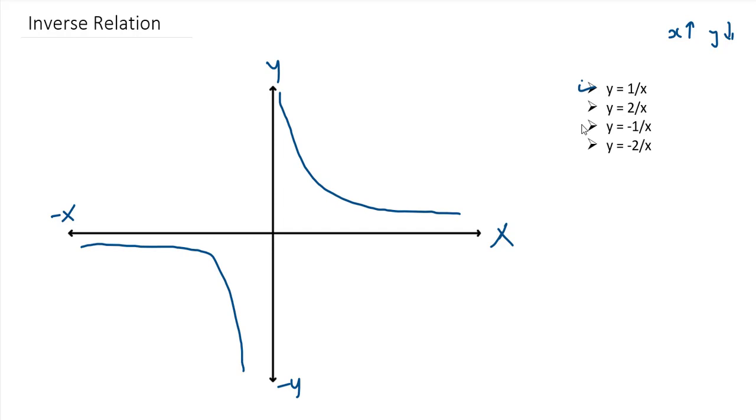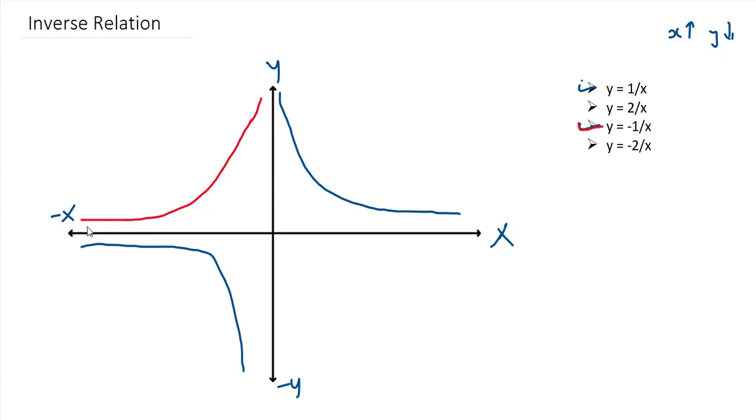Let's take the next equation, which is y equal to minus 1 by x. So now your graph for y equal to minus 1 by x. Now because of this minus sign, due to increase in x, the y value will also increase. But since it is an inverse graph, we'll draw it this way. So with increase in x, your value of y is also increasing.